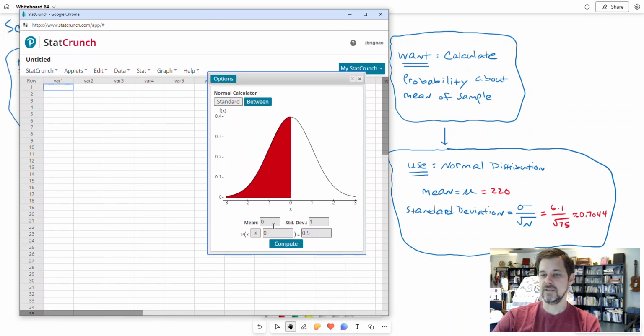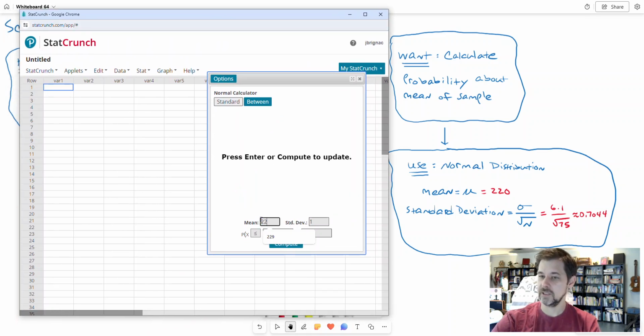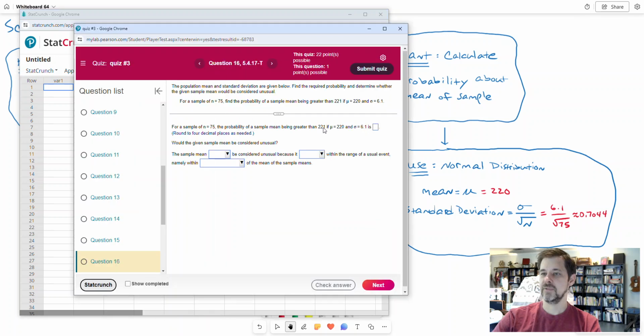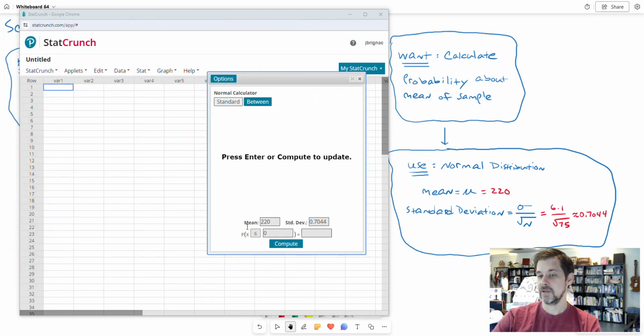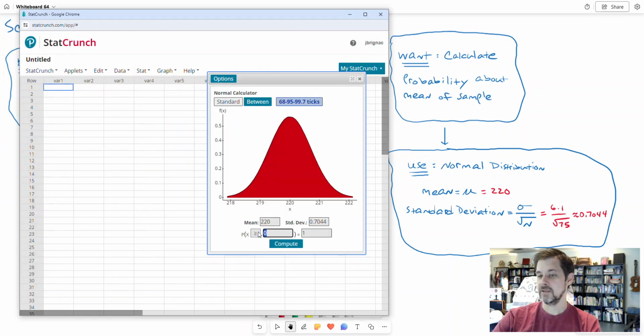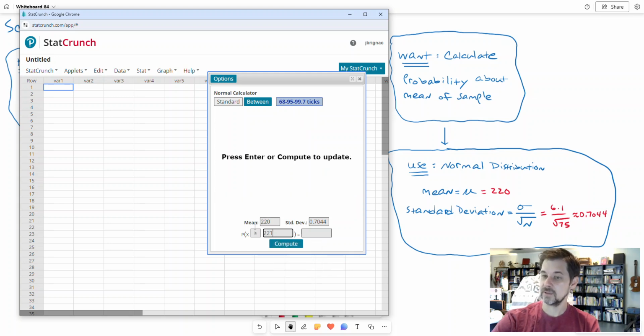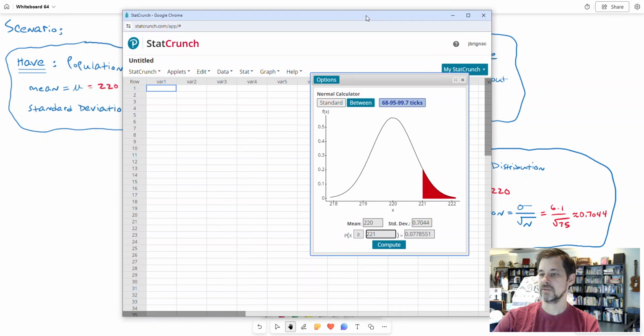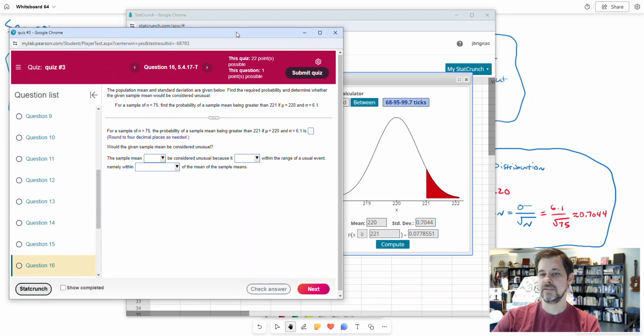Okay, so let's see. Mean 220, standard deviation 0.7044, and I wanted to calculate, what was it again? I wanted to calculate the probability of the sample mean being greater than 221. So I can configure my calculator to be greater than, and then it was 221, and I compute it, and there's my probability.